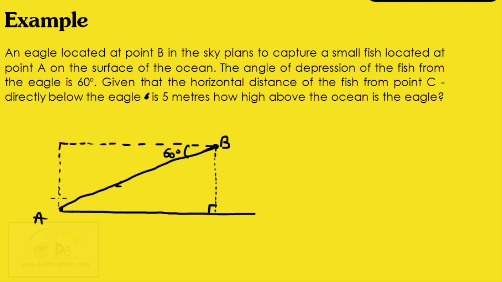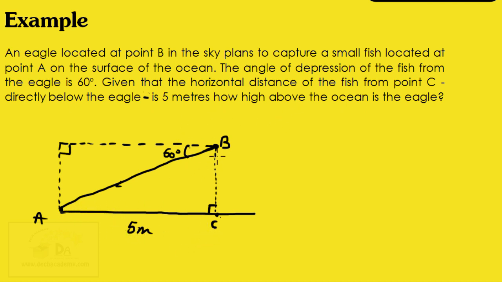I'm just going to complete this side by forming a rectangle. So we have the scenario here. Point C is directly below the eagle. Given that the horizontal distance of the fish from point C is 5 meters, point C is directly below the eagle, as you can see, and the distance between point C and A, the horizontal distance, is 5 meters.